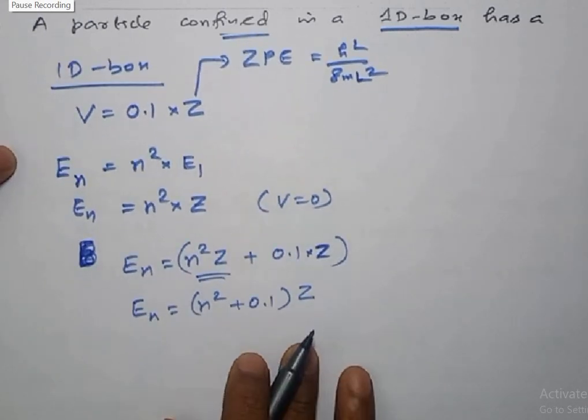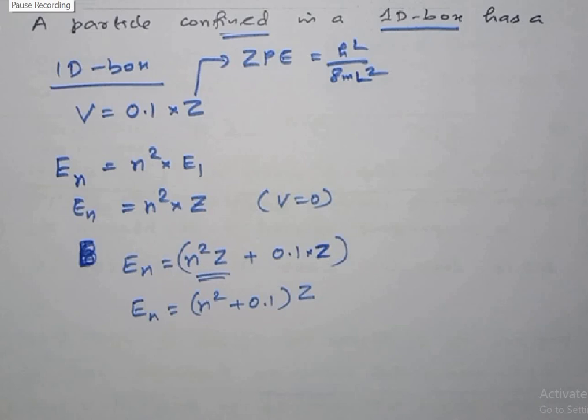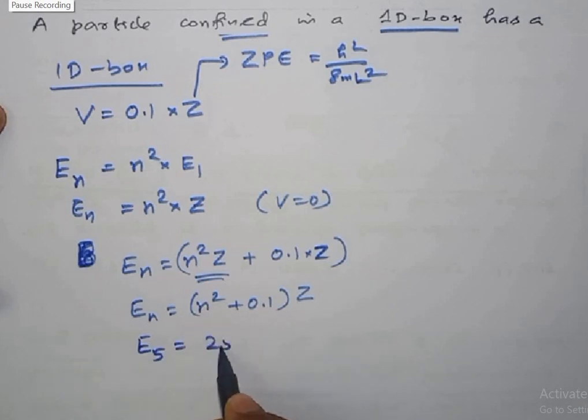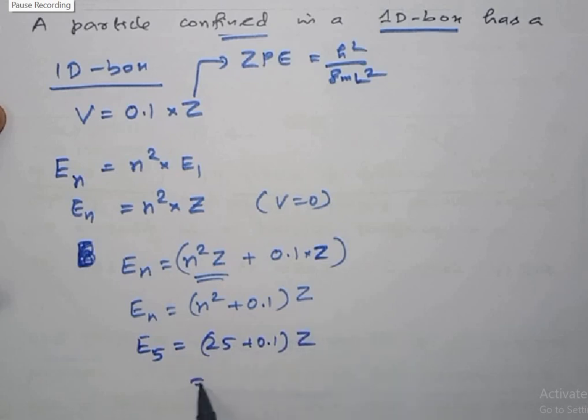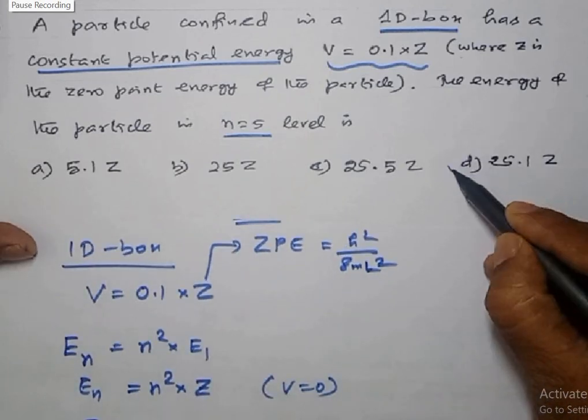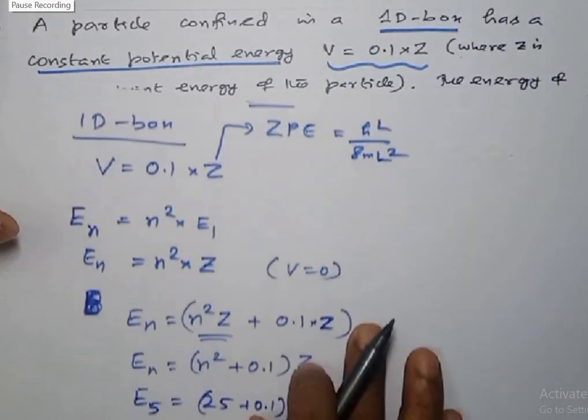Now in the question they are asking the energy of the n equal to 5 level. So if we put n equal to 5 here, what do we get? E5 equal to 5 square is 25 plus 0.1 into Z. So this is 25.1 into Z. This is the energy of the n equal to 5 level. So the correct option for this question is option D, 25.1. Okay, take them.